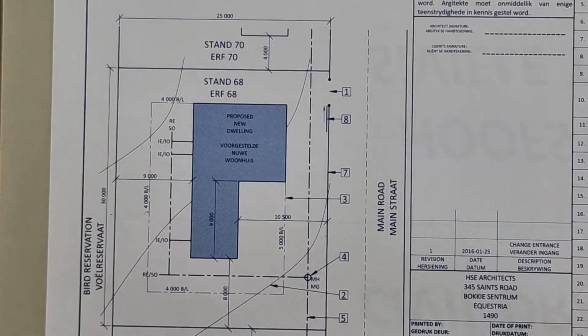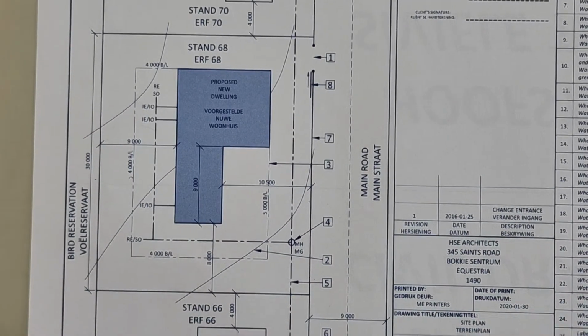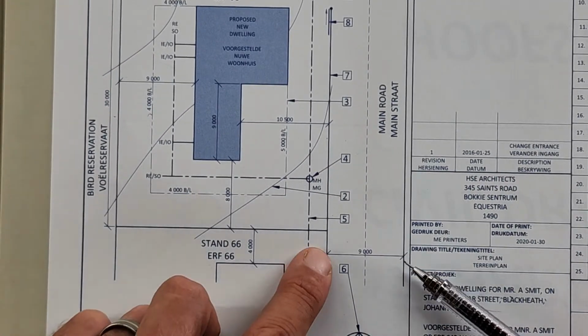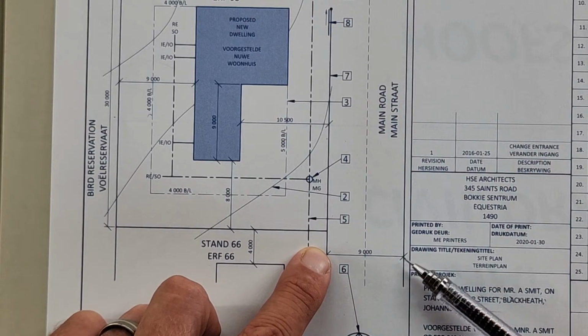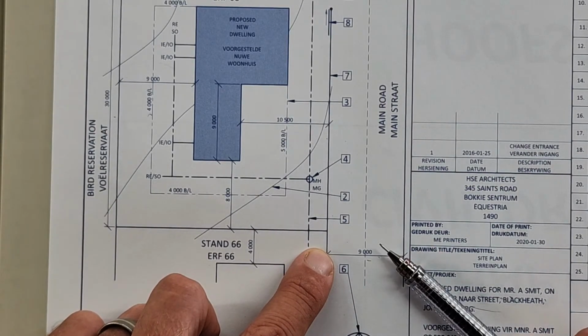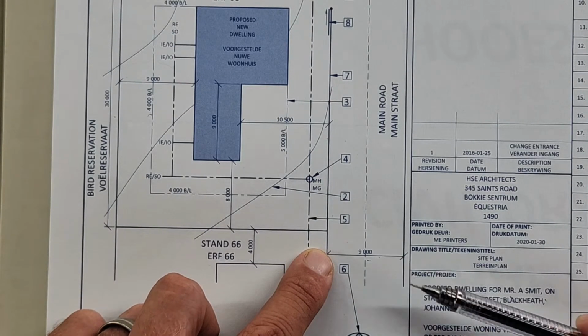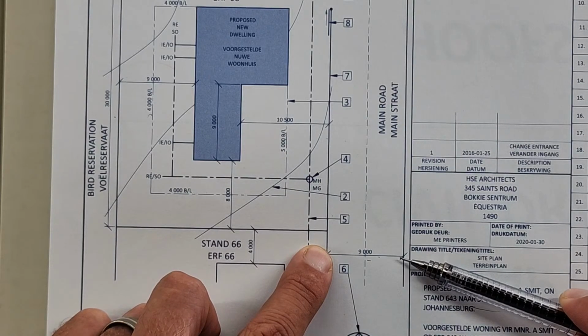What is the width of the road? It asks in meters. So you have to write 9 meters. You can't write 9,000. If you write 9,000, it is going to be wrong. Wat is die wydte van die straat in meters? Jy moet dit omsit in meter.